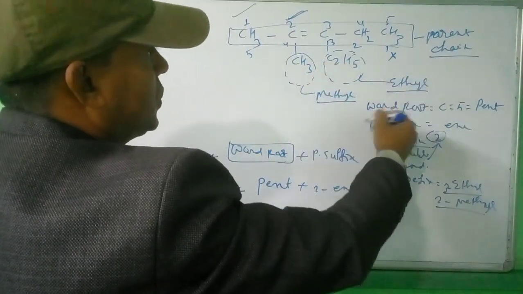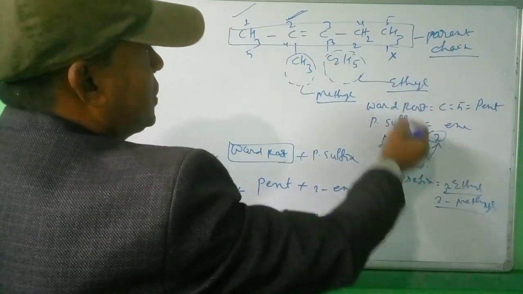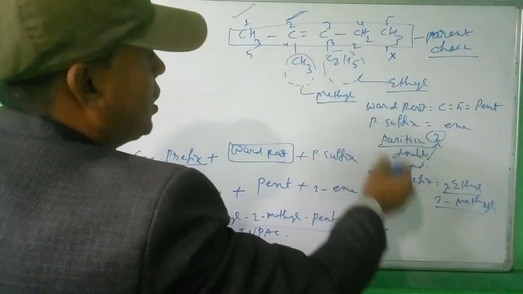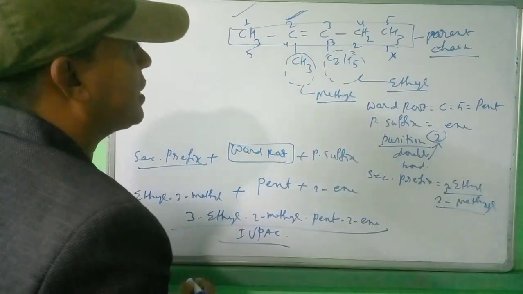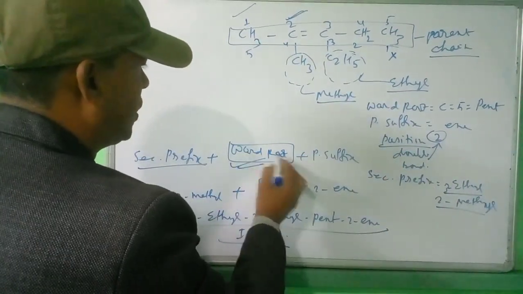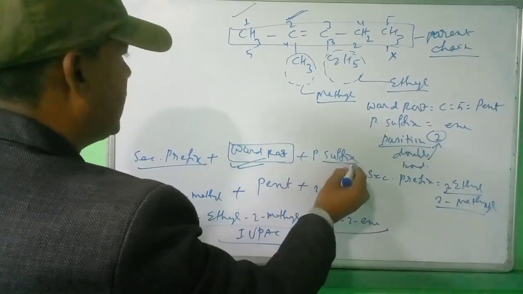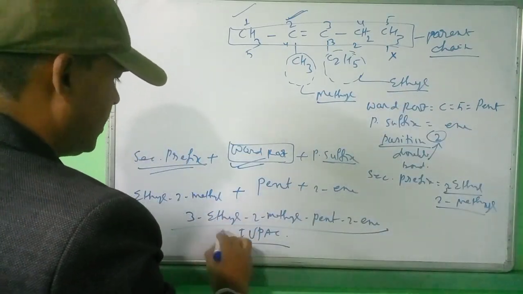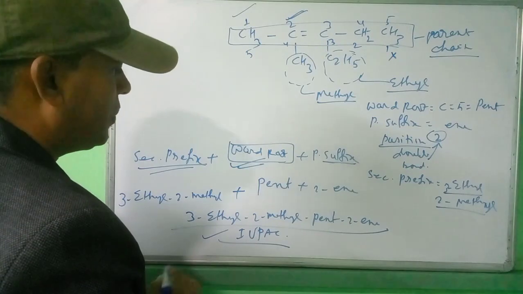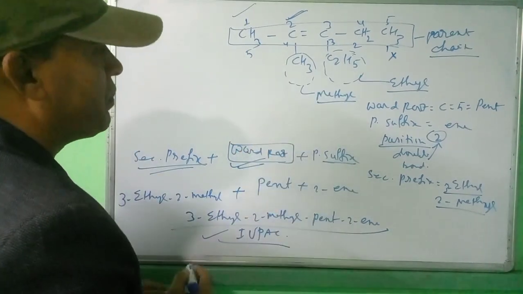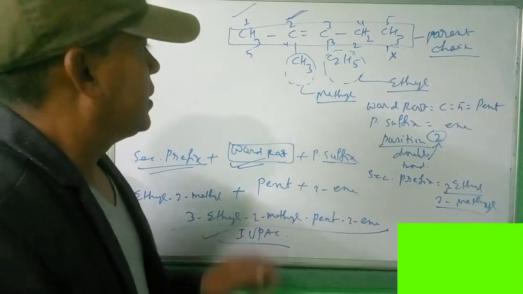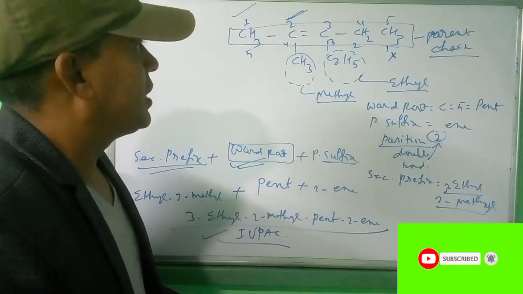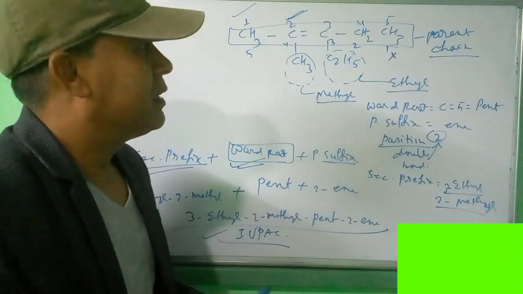Okay, then you write the word root, primary suffix, position of this primary suffix, means double bonded, what position, then secondary prefix, what position, how many times present in the compound, and then you follow this formula. Word root first, write down after the word root and before the word root, then you put this data and you get the IUPAC name of the given organic compound. So this way, guys, it is very easy to write the IUPAC name of an alkene if your compound has the double bond.